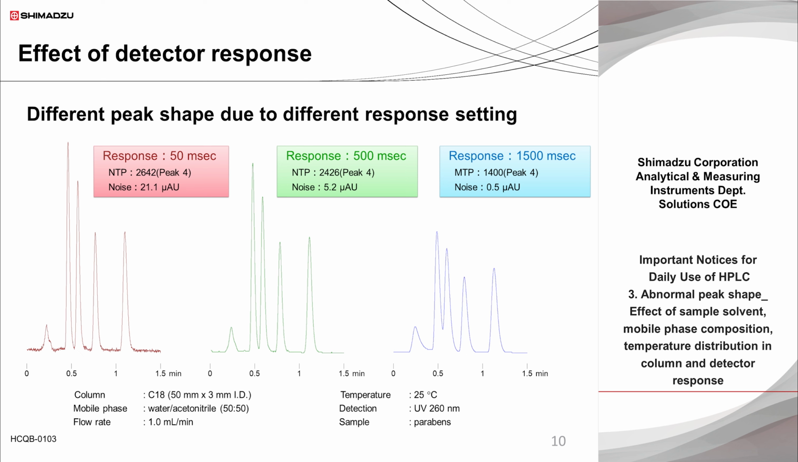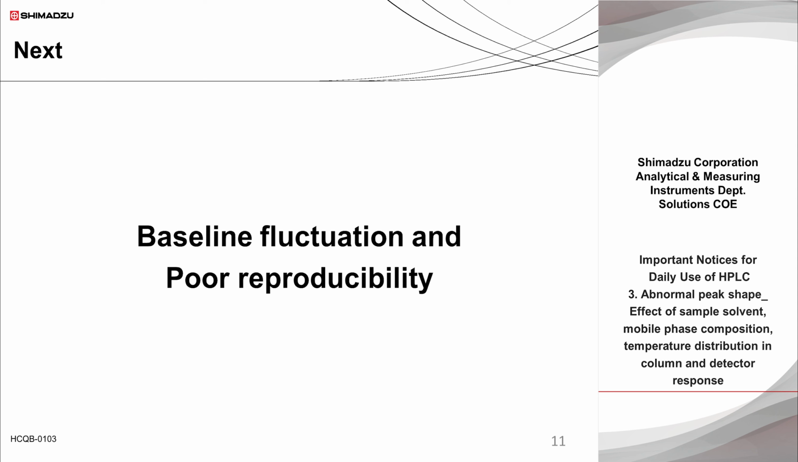In high-sensitivity analysis, the long response time should be set because the decrease in noise is generally larger than that in peak height. There is a similar parameter setting, called sampling rate, which should be set to the same value as the response generally. In the next session I will look at baseline fluctuations and problems in reproducibility.